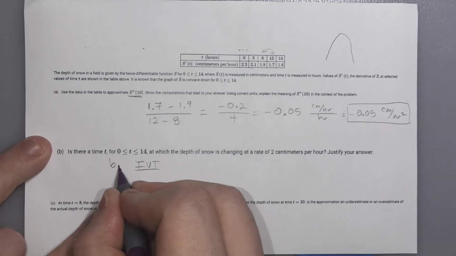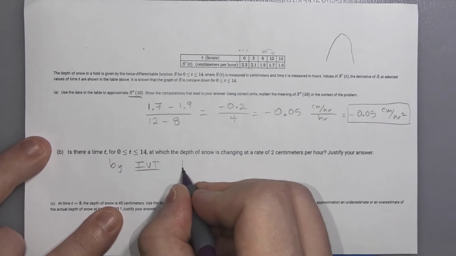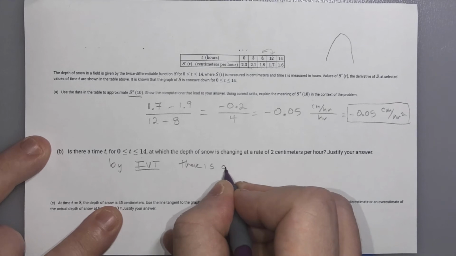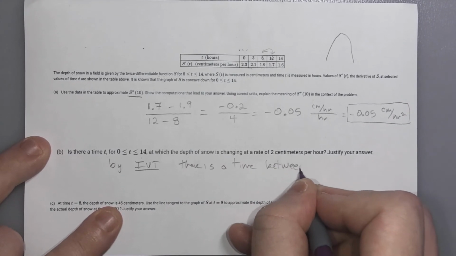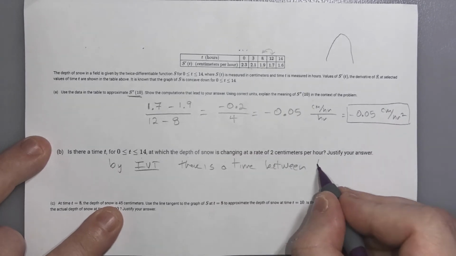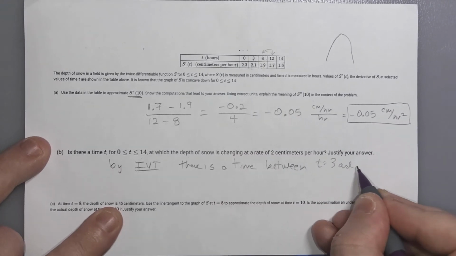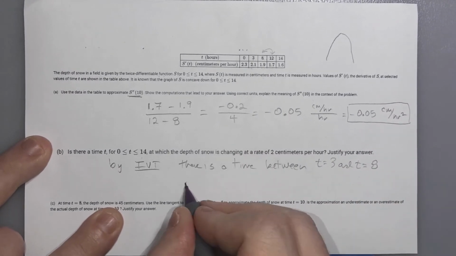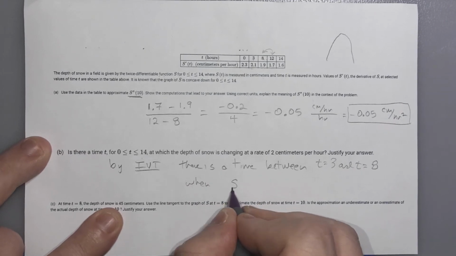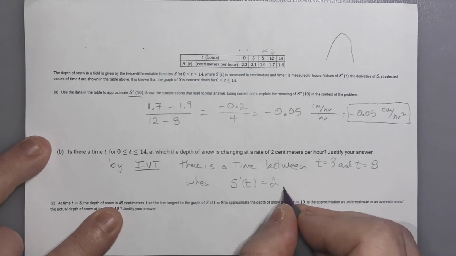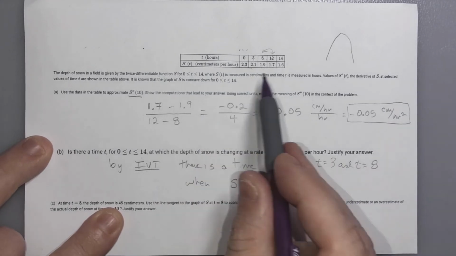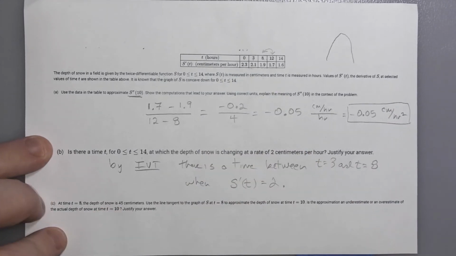So by the intermediate value theorem, there is a time, in fact we know it's between t equals 3 and t equals 8, when s prime of t must be equal to exactly 2, because that's the intermediate value theorem on this continuous function.